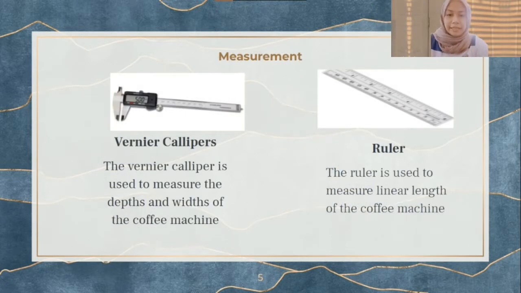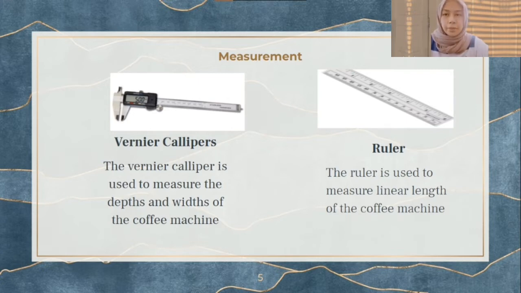Assalamualaikum warahmatullahi wabarakatuh. My name is Nasrin Kisnaminta Nazaruddin, and today I'll be presenting 2 parts of the project, which are simulation and the measurement. For the measurements, we use 2 types of tool, which are the vernier caliper and the ruler. For the vernier caliper, we use it to measure the depth and the width of the parts. For example, we use it to measure the jug, the kettle cover, kettle lid, the base cover, and many more.